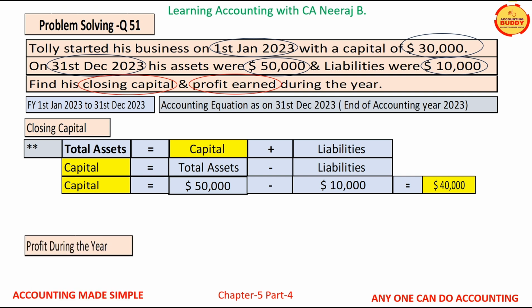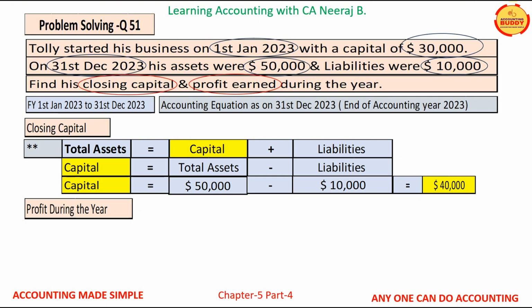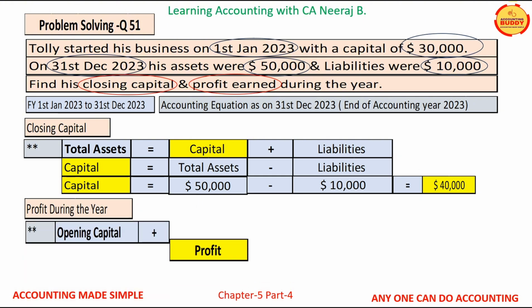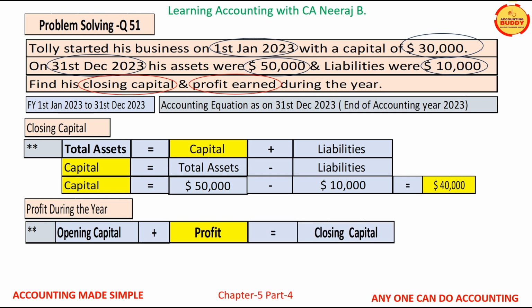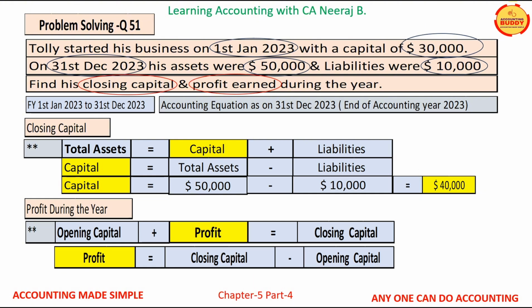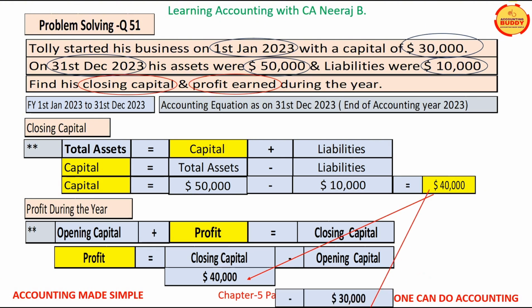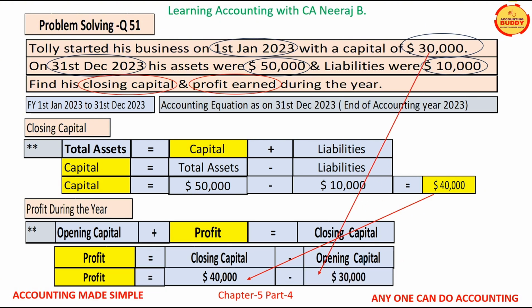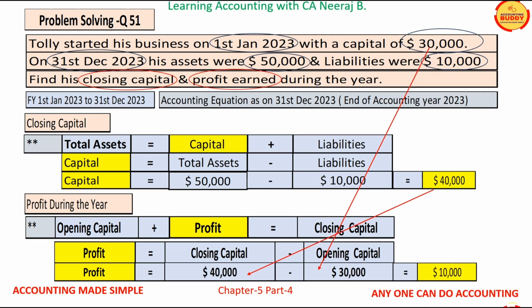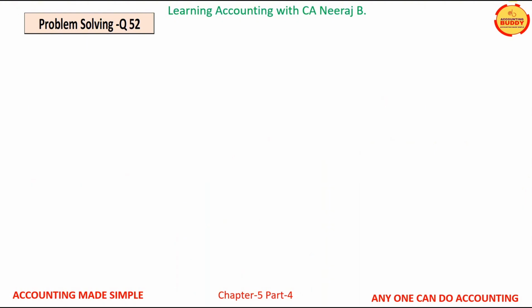Now let us calculate the profit during the year. We know that the opening capital plus the profits during the year are always equal to the closing capital. Therefore, profit for the year is equal to the difference between the closing capital and the opening capital. Therefore, if from the closing capital of $40,000 we deduct the opening capital of $30,000, we will get the profit earned during the year, which is $10,000. Problem solving question number 52 is on your screens.